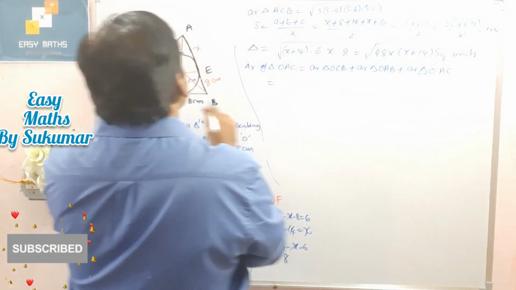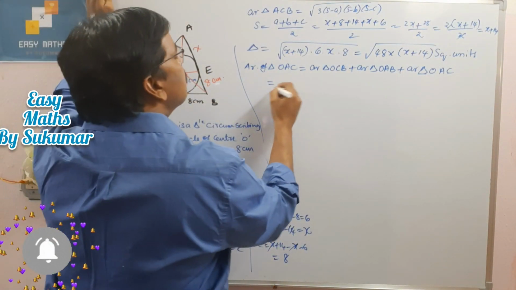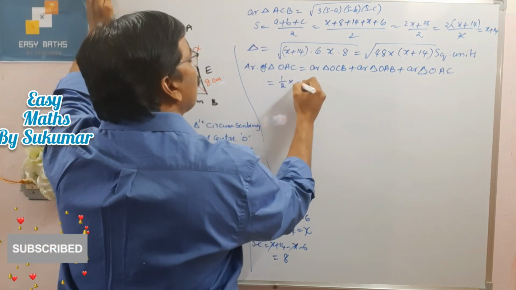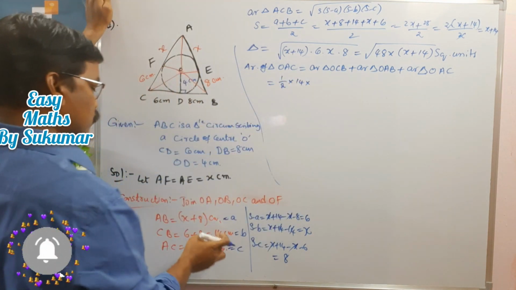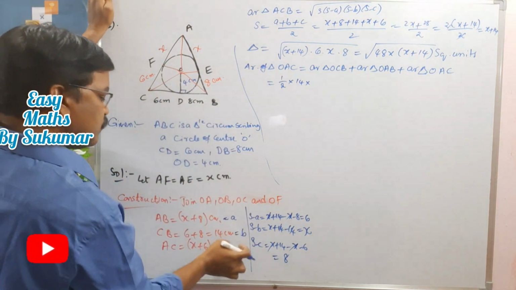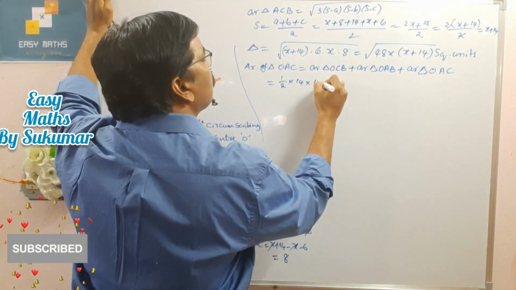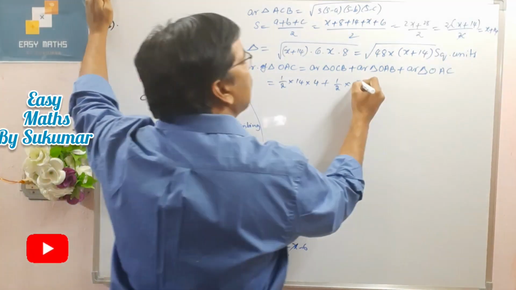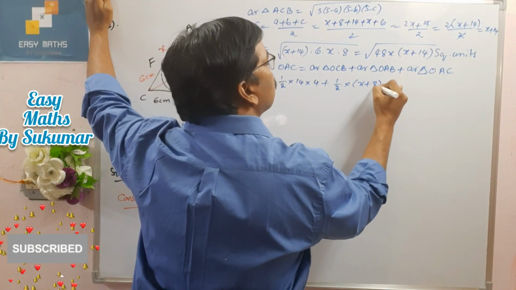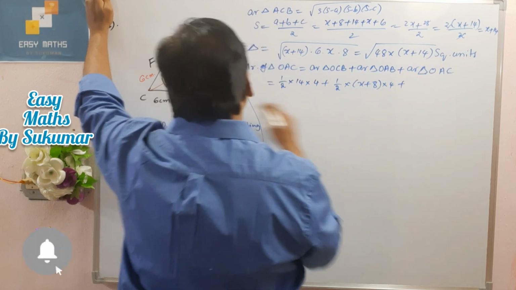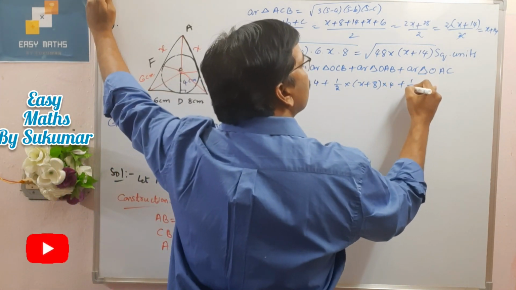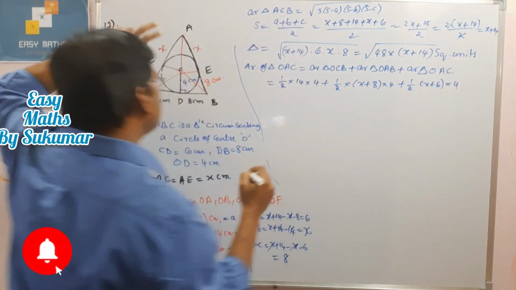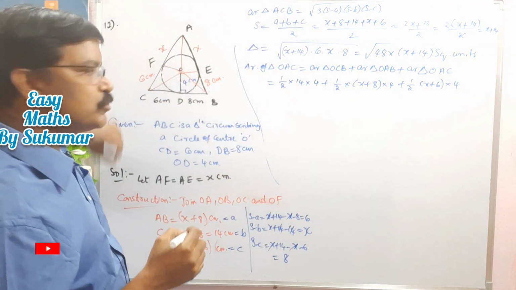Therefore, my dear students, this area of triangle OCB is half into the base, which is CB, 14, and the altitude is 4. Plus half into, what is the base here? x plus 8, into 4. Similarly, here the base is x plus 6 and the altitude is 4, so half into x plus 6 into 4.